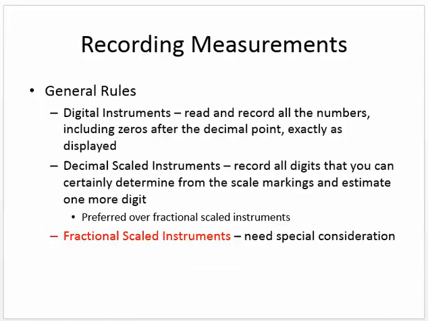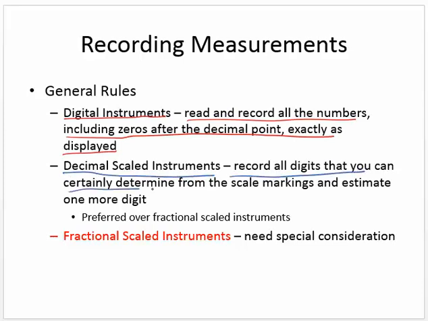Okay, general rules. I know some of this is review, but we're going to hit it again. Hopefully, if we talk about it a few days, you'll remember it. Digital instruments: read and record all the numbers, including zeros, after the decimal point, exactly as displayed. Decimal scaled instrument: record all the digits that you can certainly determine from the scale markings. And then the last part, estimate one more digit. We did that yesterday with our rulers.